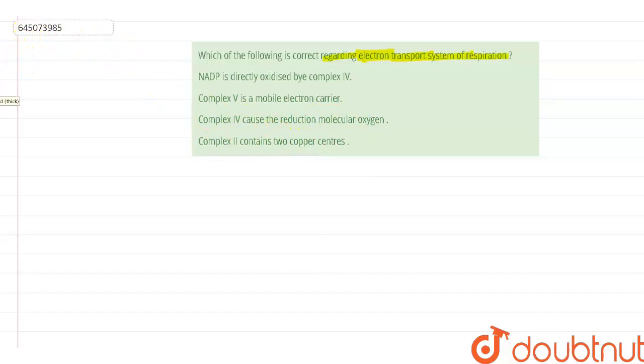Now, if you talk about this electron transport system of respiration or electron transport chain, it's a series of electron transporters embedded in the inner mitochondrial membrane. So, where is it found? It is found in the inner mitochondrial membrane. It will shuttle electrons from NADH and FADH2 to molecular oxygen.